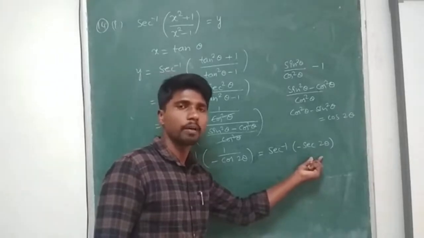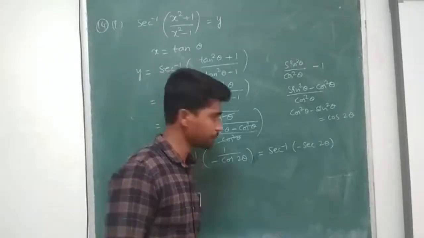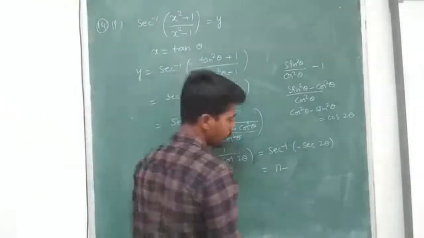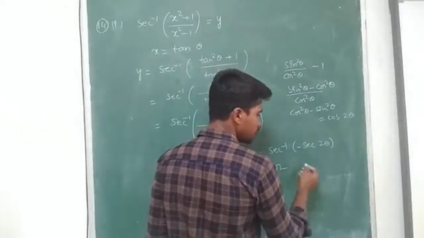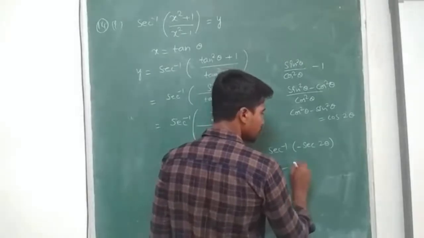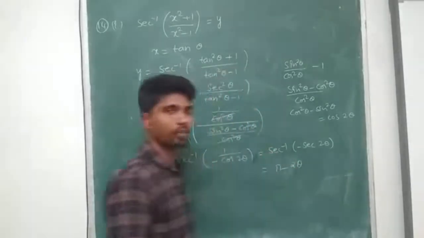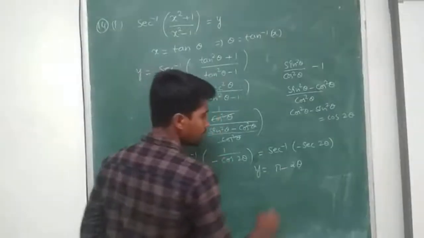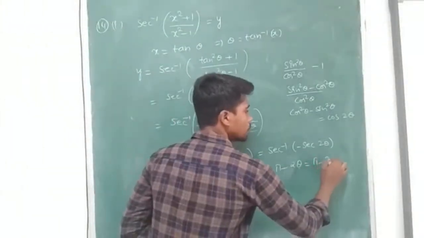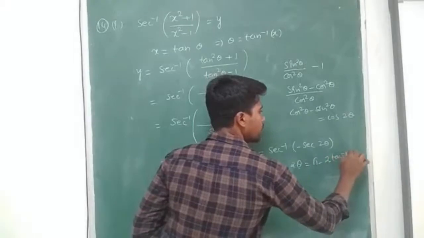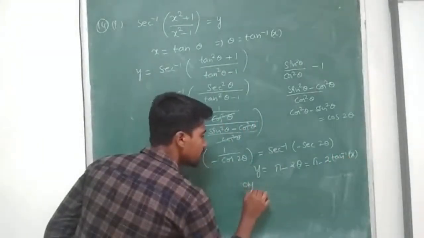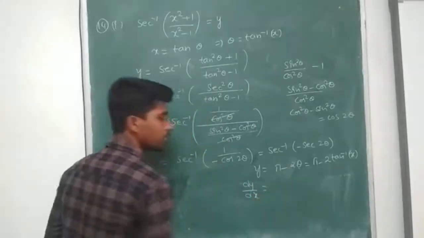So we have secant inverse of minus secant theta as pi minus theta. Nothing but we can write it as pi minus 2 theta. So substitute here, I get pi minus 2 tan inverse of x. Now I want to find dy by dx, so the derivative with respect to x.